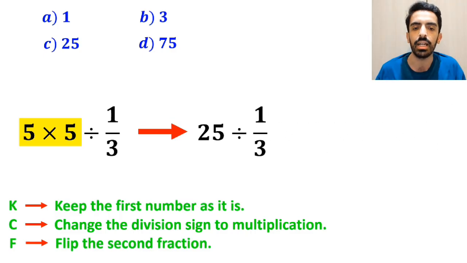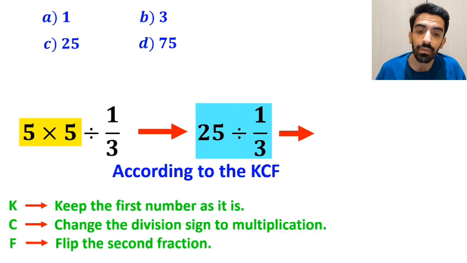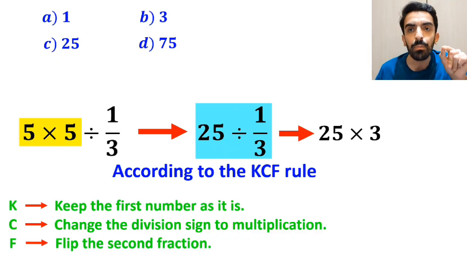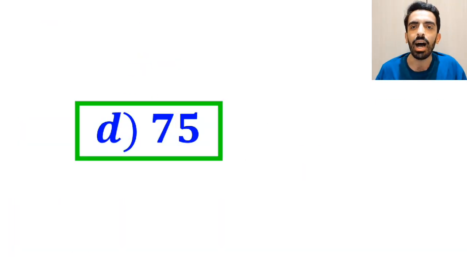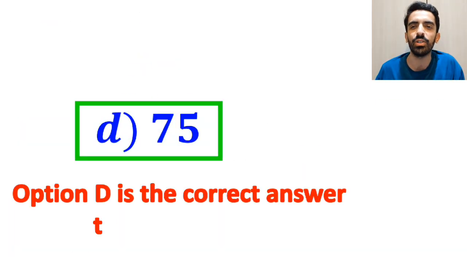And for the part which I have highlighted in blue, according to the KCF rule, we write it as 25 multiplied by 3, which results in the final answer 75. Therefore, option D is the correct answer to this question.